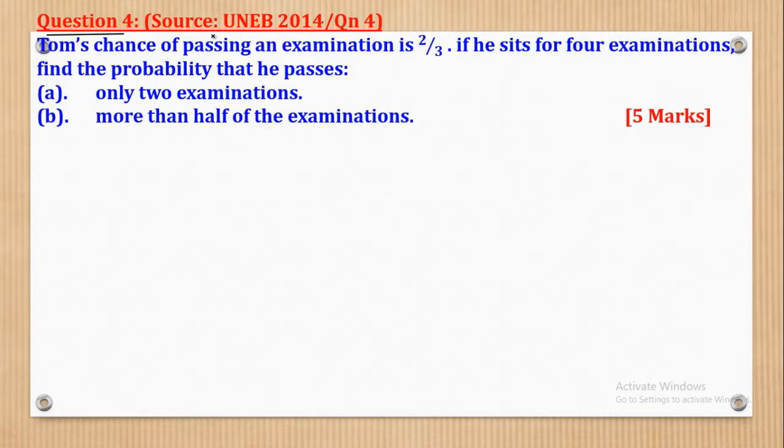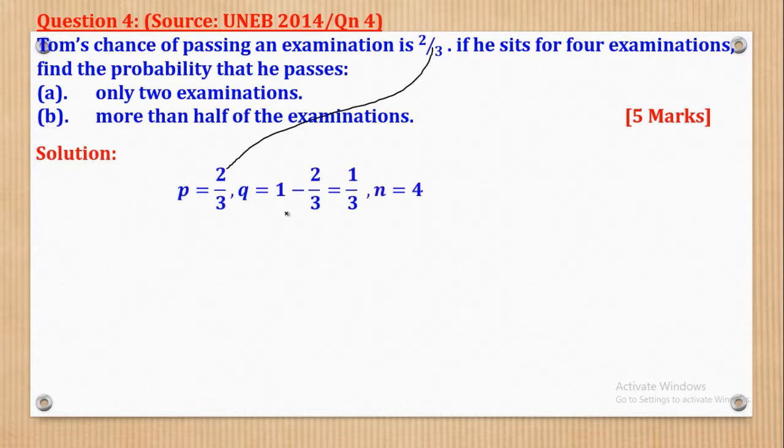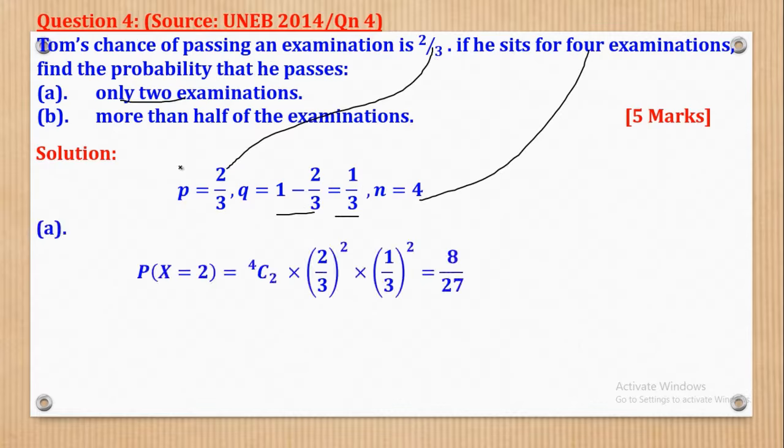So question 4 came from UNEB 2014, paper 2, question 4, and says Tom's chance of passing an examination is 2/3. If he sits for 4 examinations, find the probability that he passes only 2 examinations, and part B, more than half of the examinations. So in this case, this is the binomial. P is 2/3, therefore Q will be 1 minus P, which is 1/3, and N is 4.